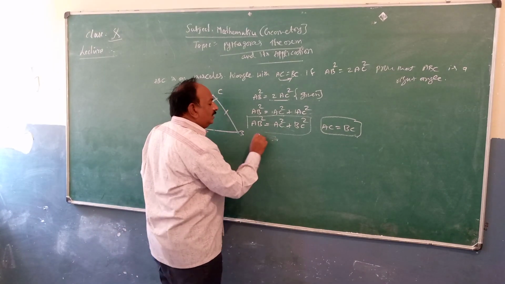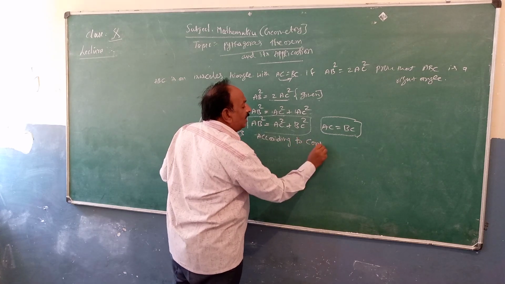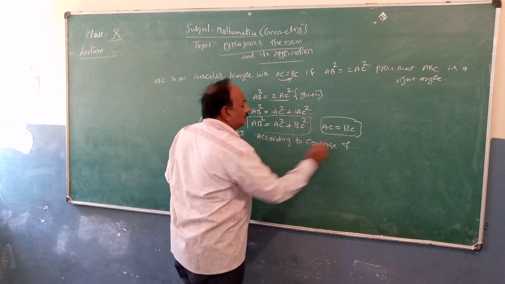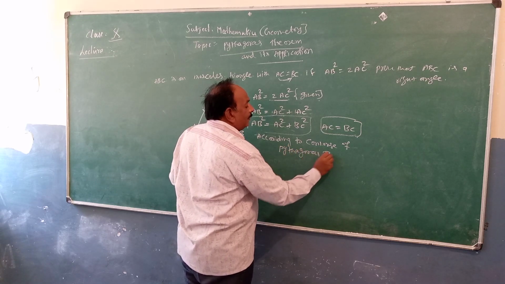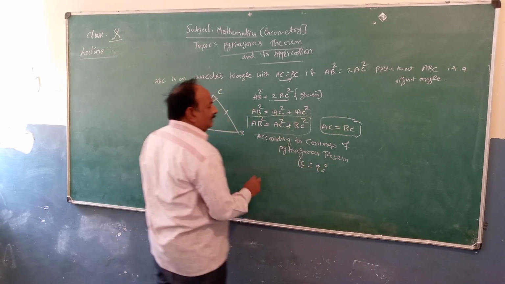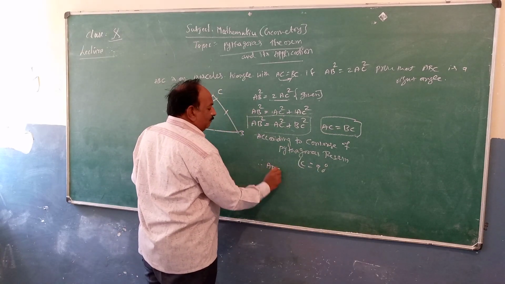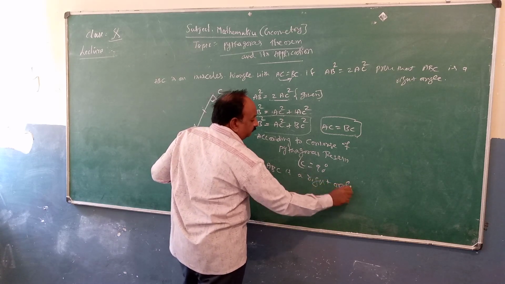Therefore, according to converse of Pythagoras theorem, angle C is equal to 90 degree. Therefore, ABC is a right angle triangle.